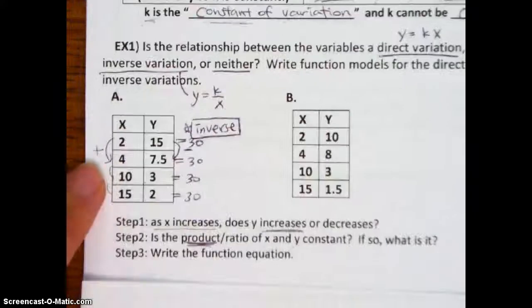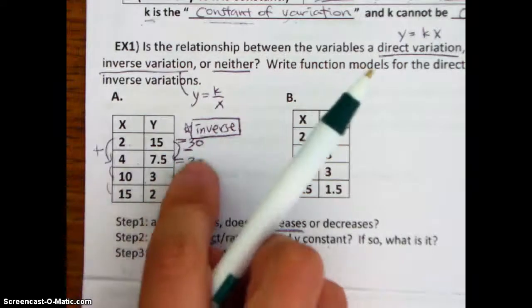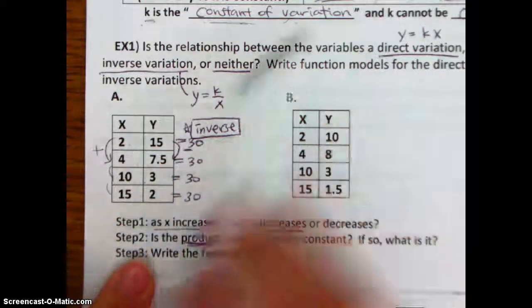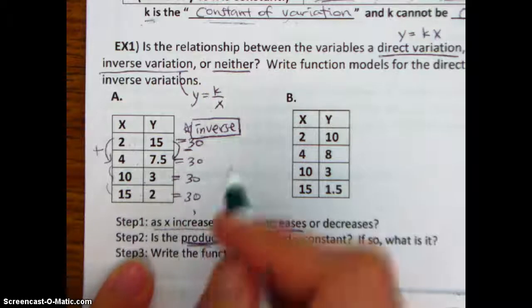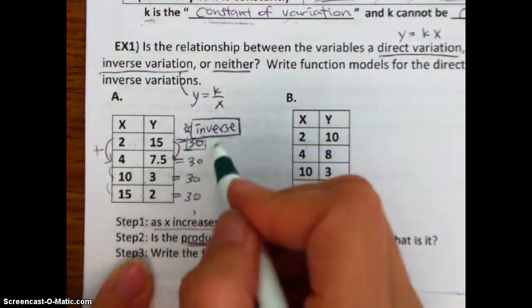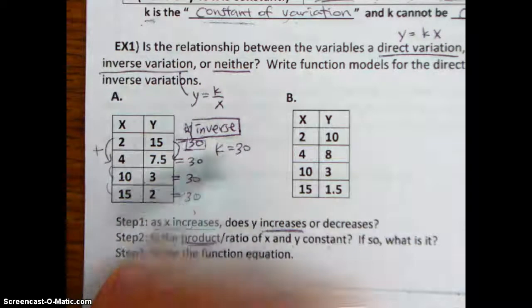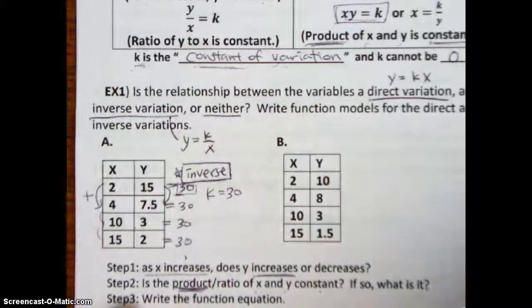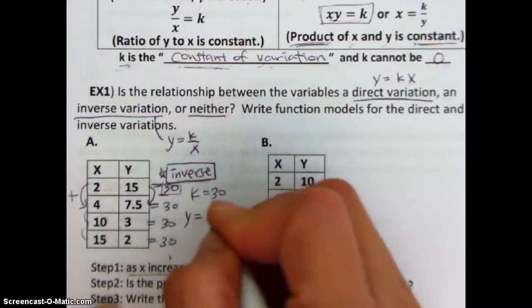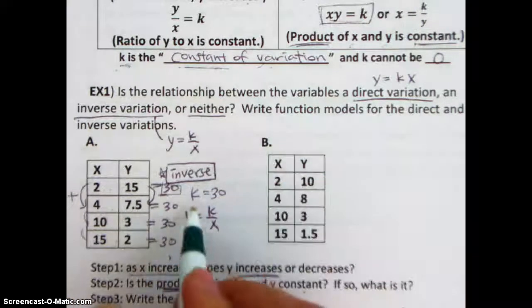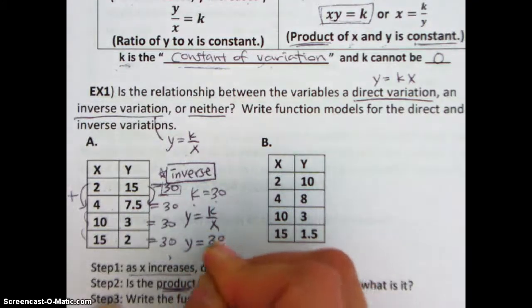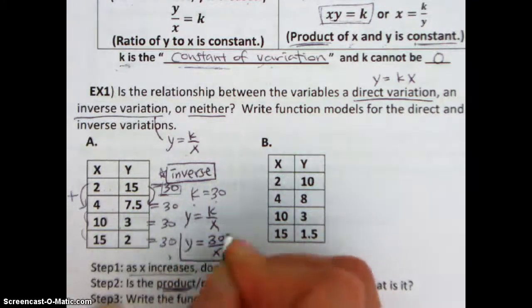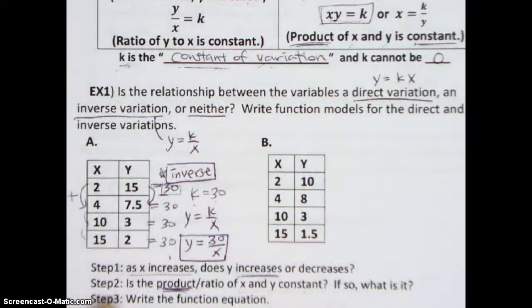But because as x increases, y decreases, we just check their product. We just multiply and then see if we get the same number. So because the product is 30, we know k is 30. So the equation for inverse variation is y is equal to k over x. Now we know that k is 30. The equation for this specific function would be y is equal to 30 over x. So this is the answer for problem A.